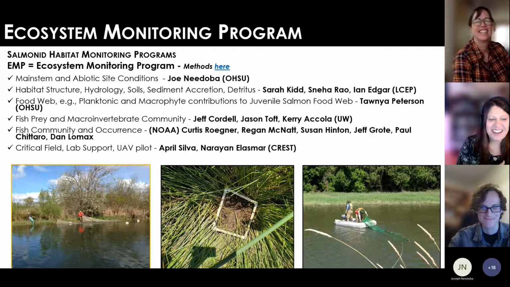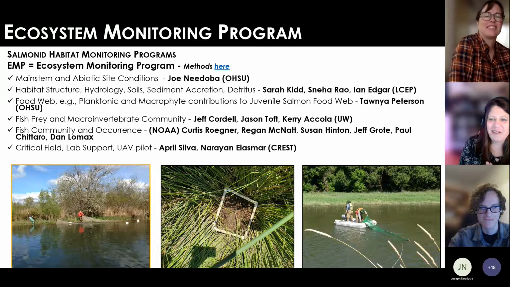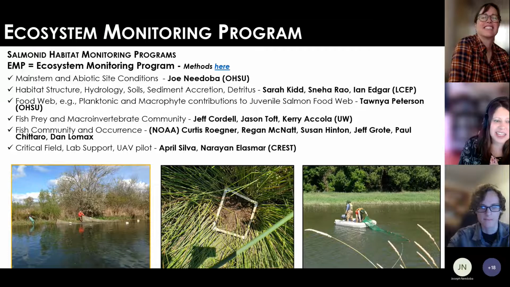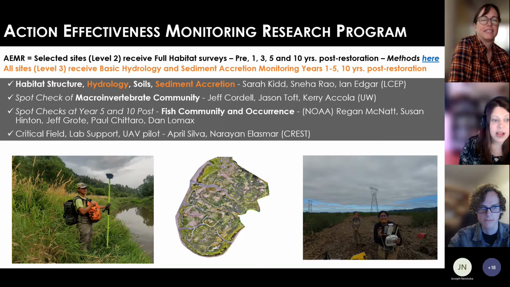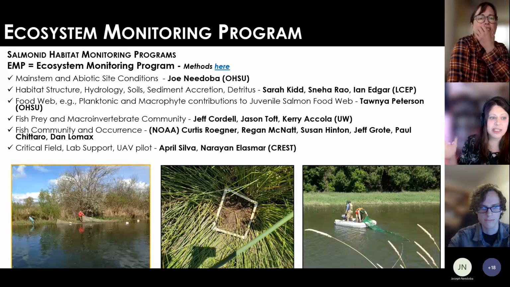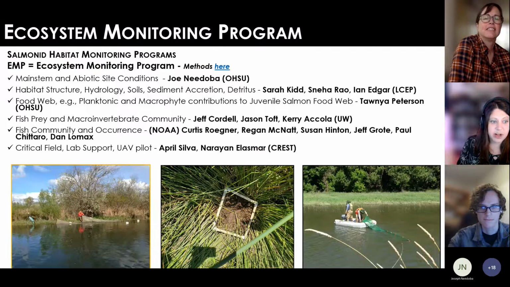Yep. Cool. And then we have critical field support by April Silva and Ryan Elsmar. They essentially help with all the data collection, including outside of the scope of habitat. They also help OHSU and UW with their data collection. All right, so real quick, this encompasses all of the data collection for the ecosystem monitoring program.